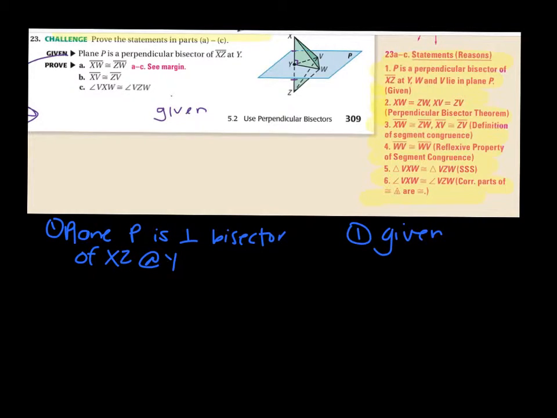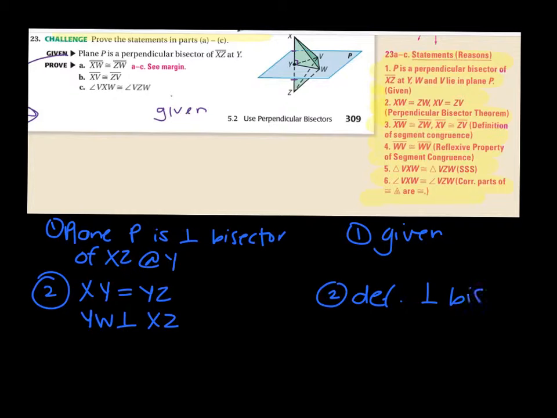Okay, so given plane P is perpendicular bisector of XZ at Y. So perpendicular bisector tells you that it hits it at its midpoint, so XY is equal to YZ, and that it's perpendicular. So I could have said that YW is perpendicular to XZ. Both of those are the definition of a perpendicular bisector.